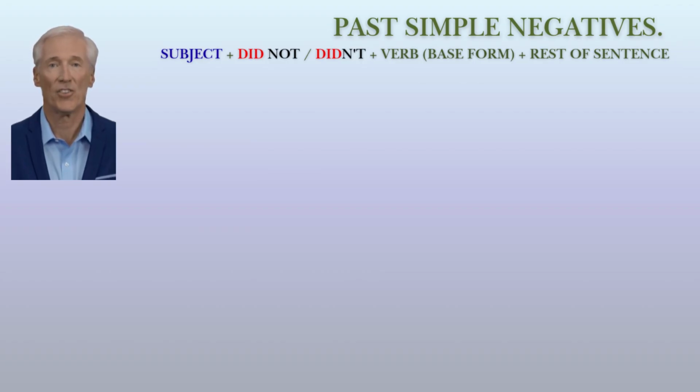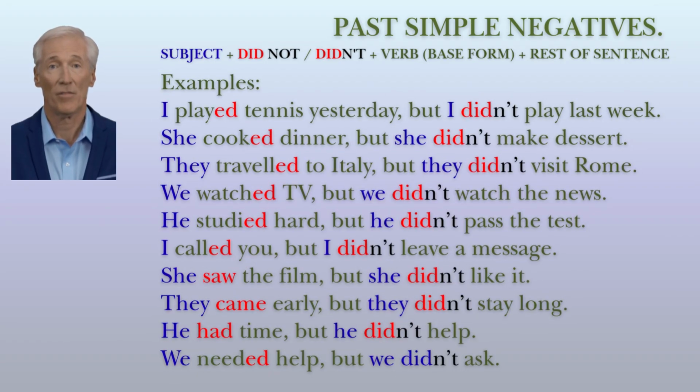We use negatives to show something didn't happen. Here are some examples of the negative being used, often contrasting it with a positive past action. I played tennis yesterday, but I didn't play last week. She cooked dinner, but she didn't make dessert. They travelled to Italy, but they didn't visit Rome. We watched TV, but we didn't watch the news. He studied hard, but he didn't pass the test. I called you, but I didn't leave a message.